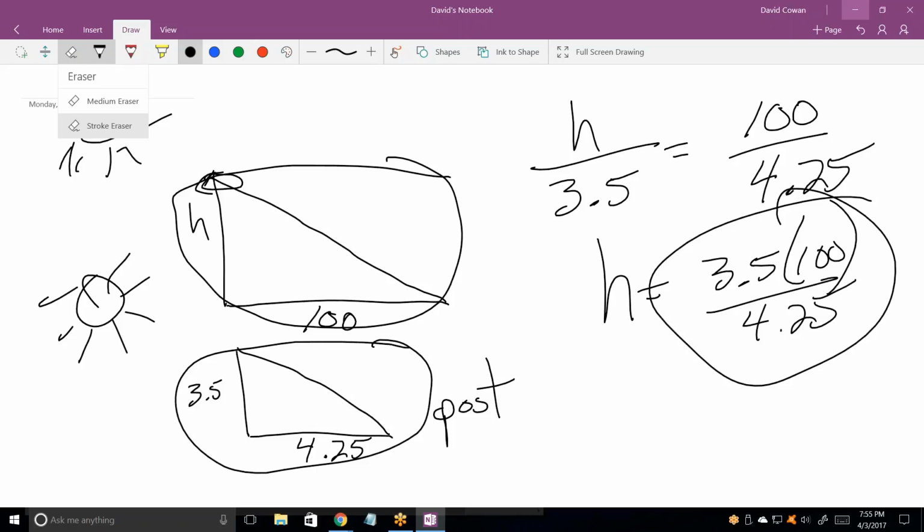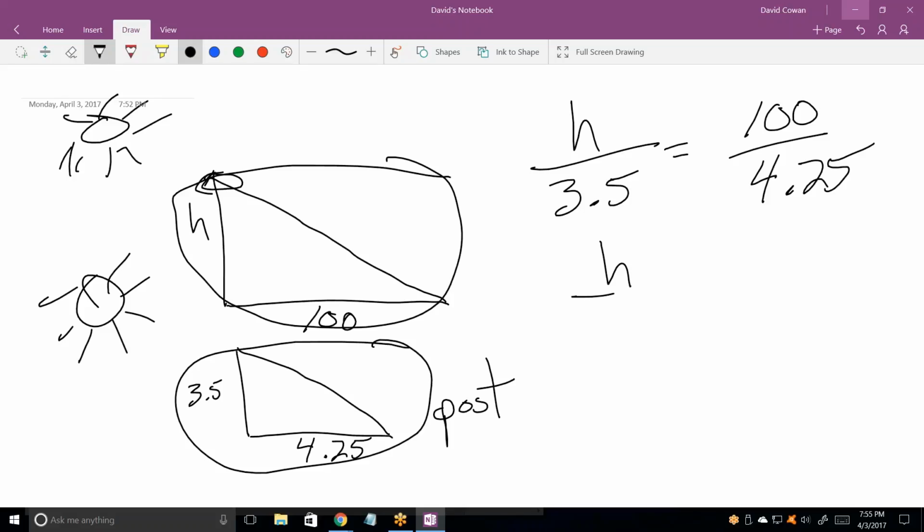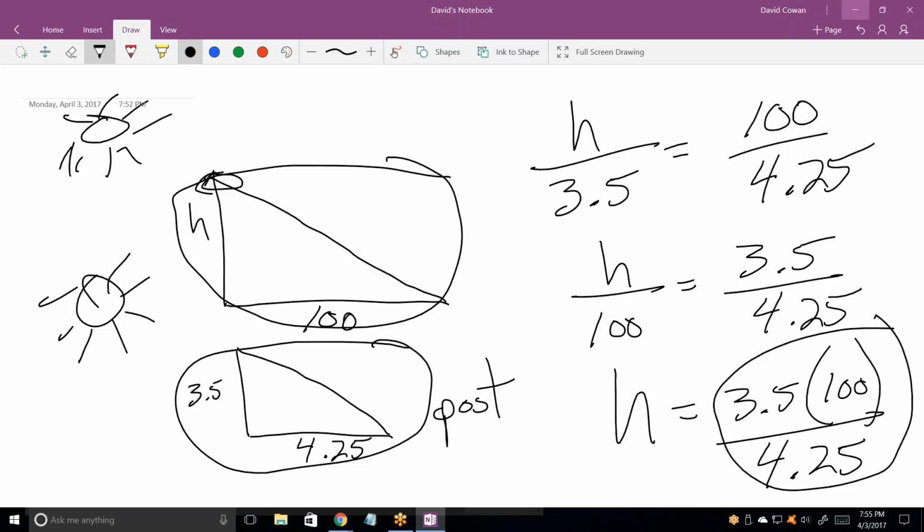Understand? Well, notice that there's another way to set this up. In addition to h is to 3.5 as 100 is to 4.25, I could also say h is to 100 as 3.5 is to 4.25. And notice I get the same answer regardless. In other words, when you're dealing with similar triangles, all of the ratios are true and valid. That's the same number I got when I did it the other way.